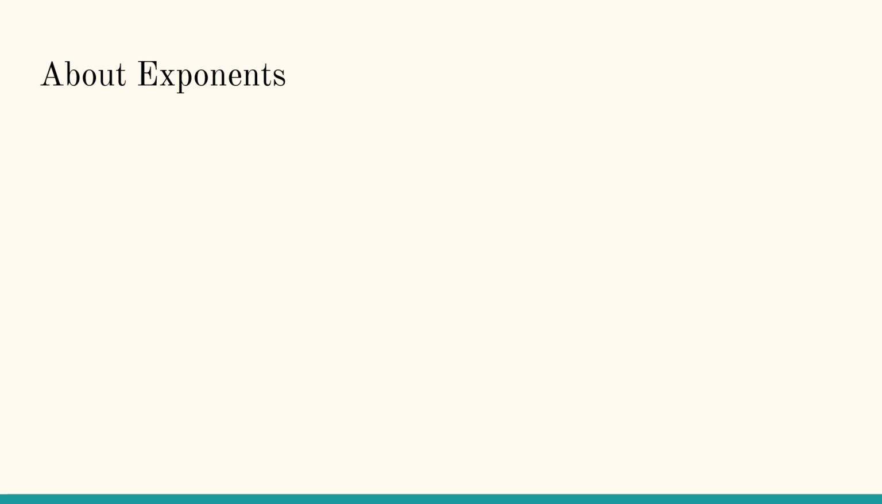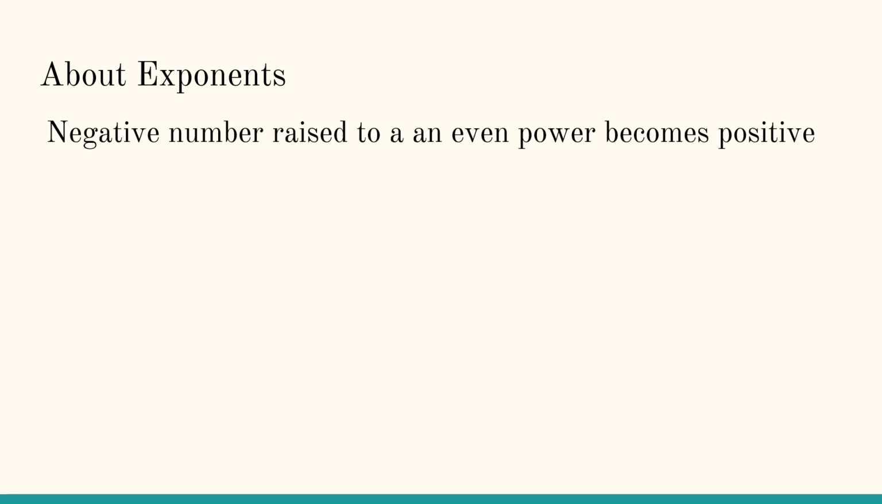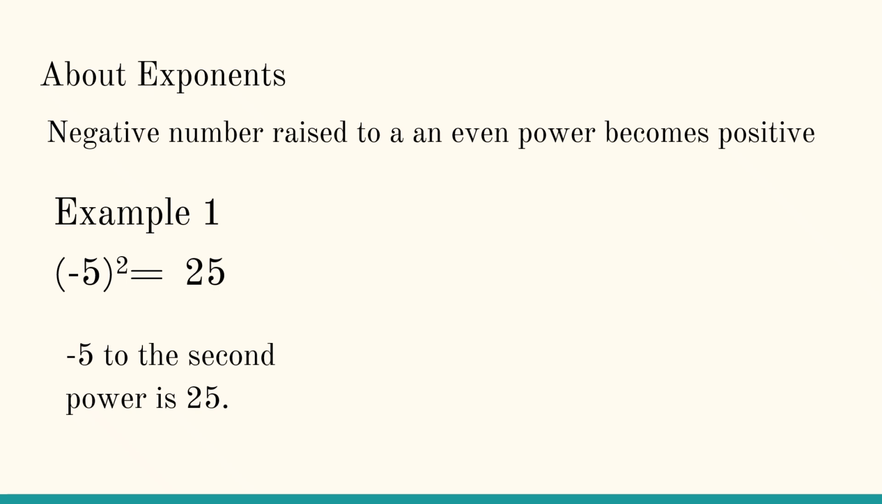All right, guys, so now the exponent rule we're going to learn is a negative number raised to an even power becomes positive. So for example 1, when we have negative 5 raised to the second power, we know it's an even exponent, so our answer is going to be positive. And then 5 times 5 is 25. We're going to say negative 5 to the second power is 25.